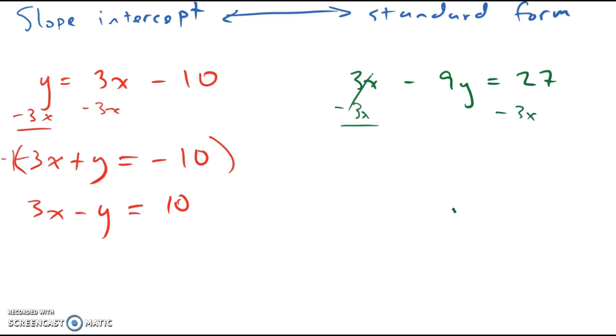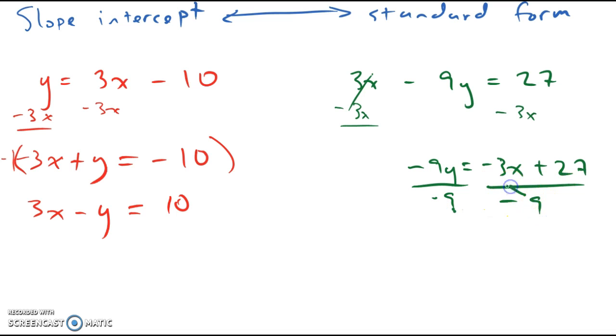We cannot combine 27 and negative 3x, so we wind up getting negative 9y is equal to negative 3x plus 27. And now we want y by itself, so we have to divide the negative 9 on both sides. And remember, the negative 9 is going to apply to both of these. So let's go ahead. Now we have y by itself and finish this.